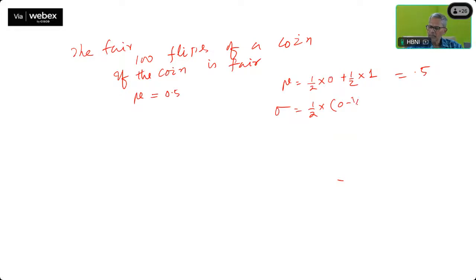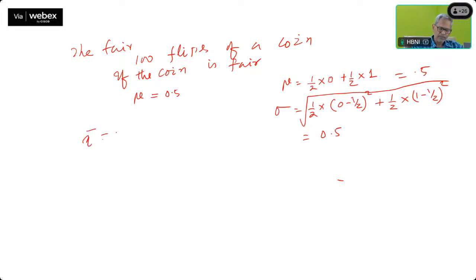So your mean is half. So if the coin is fair, this is the mu and this is the sigma. Suppose we tossed 100 times and we got the mean value, x bar, equal to 0.46, let us say.